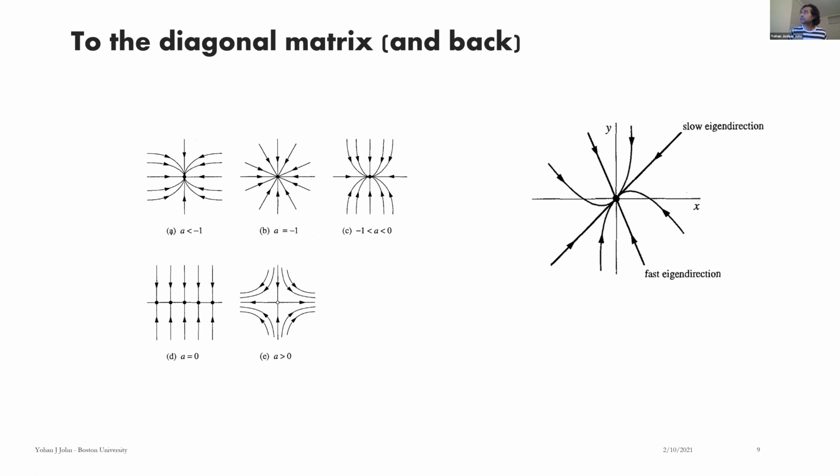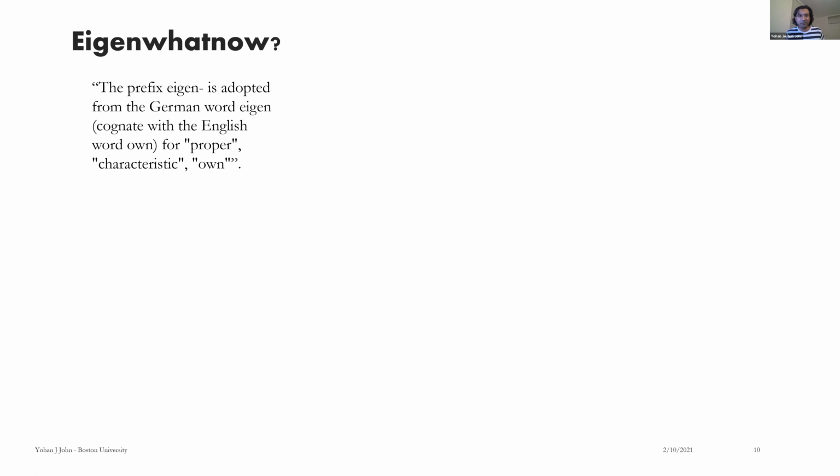So what is an eigenvalue and eigenvector? I wish someone had explained all this to me when I was first taught it. I was just like, some scary sounding German thing.